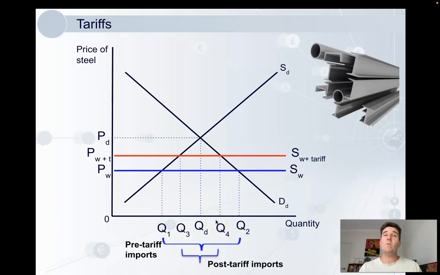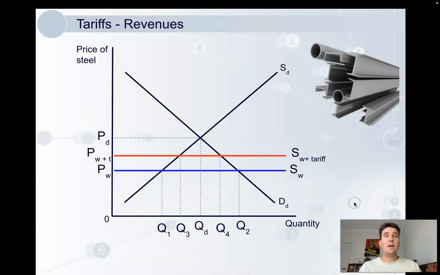There is a lot we can read off of this diagram, so I encourage you throughout this video to draw multiple diagrams to show all of the things that we are showing. Looking at revenues before the tariff, we can see that domestic producers make Q1 and sell for PW, making this their revenue. Foreign producers also sell for PW, but make Q2 minus Q1, so that is their revenue.